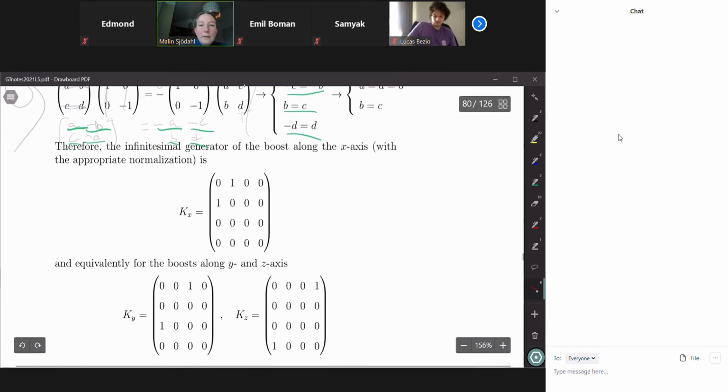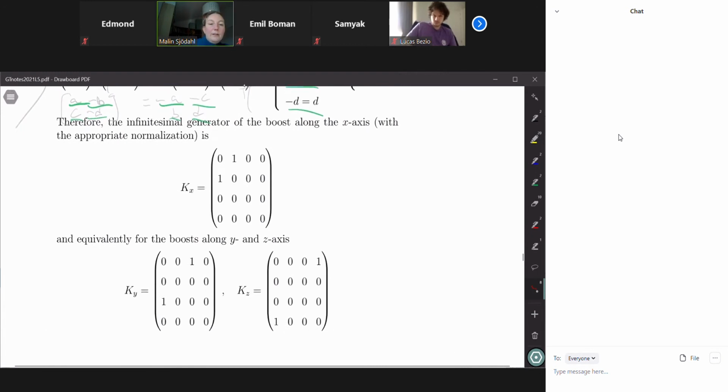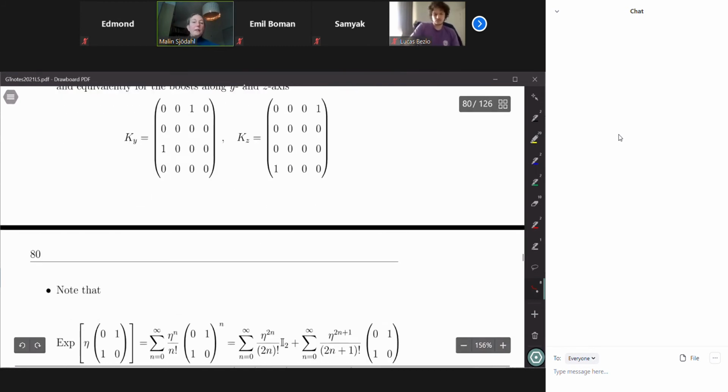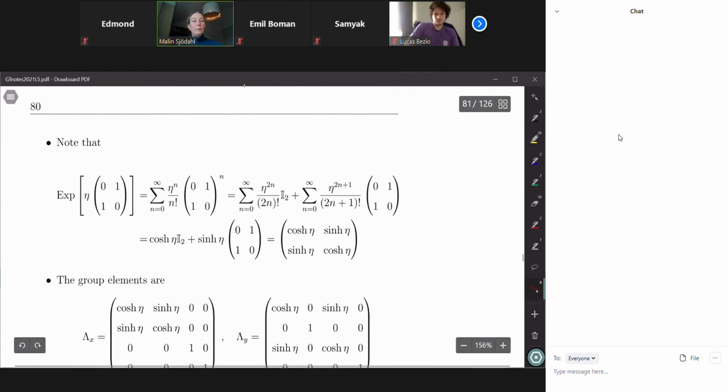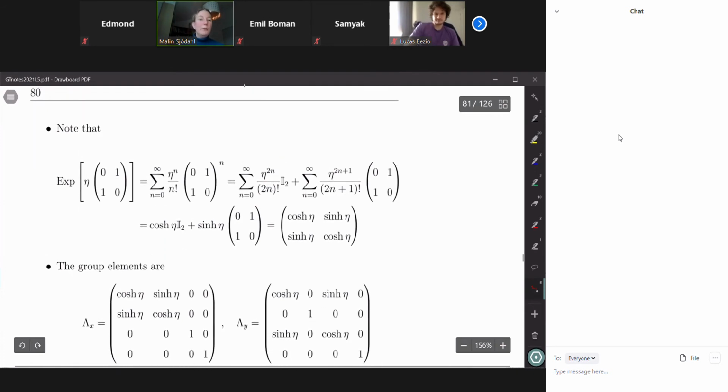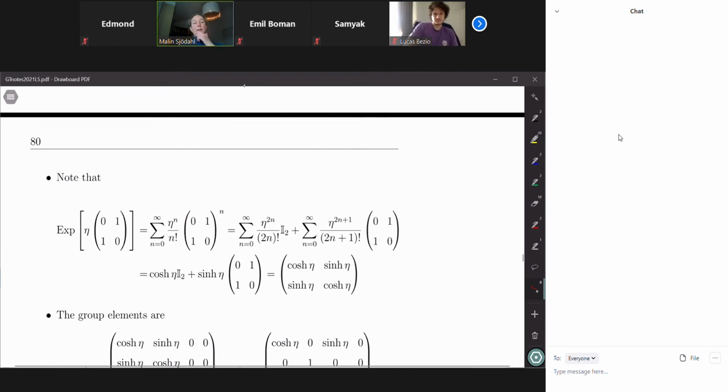Okay, so in this way we have this for our boost in the x direction, and of course it's exactly the same game to see that we have this for the boost in the y direction and this for the boost in the z direction, and this completes the finding of the generators of the Lorentz group. So we now know how to boost, and we know how to rotate, at least at the generator level.